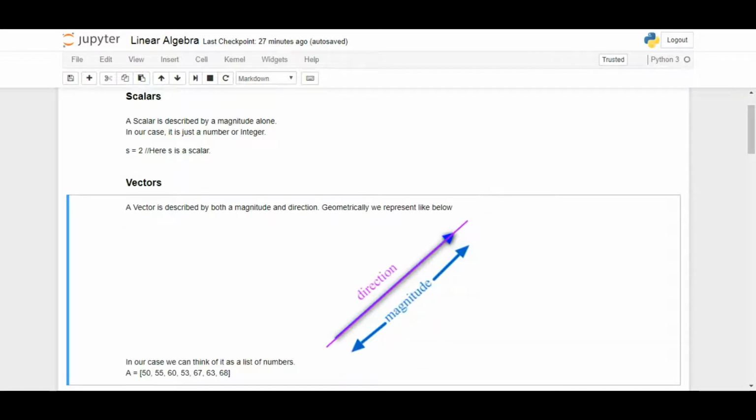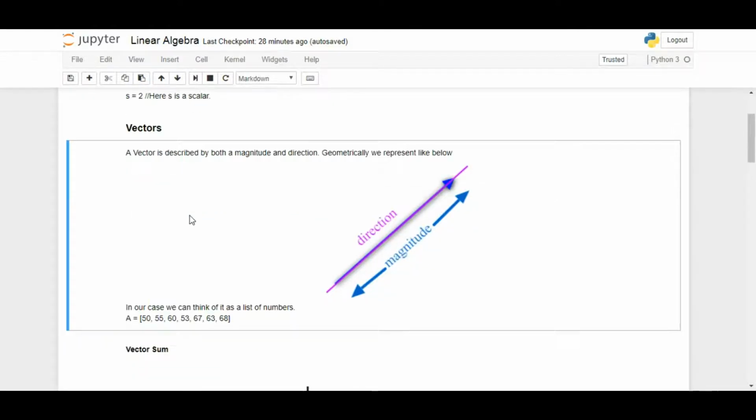A scalar is described by a magnitude alone. A vector is described by both magnitude and direction. In this diagram, we can see that this vector has a magnitude and a direction. A scalar can be represented by an integer data type. This S is a scalar for us. A vector can be represented by a list of numbers. So this A is a vector.